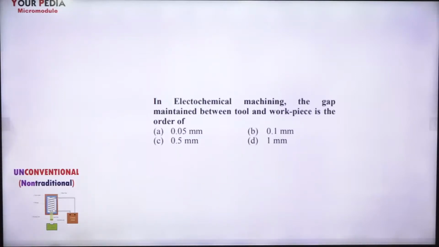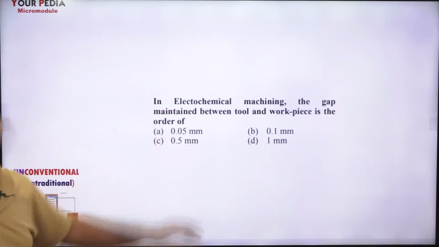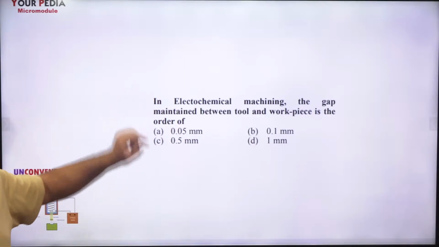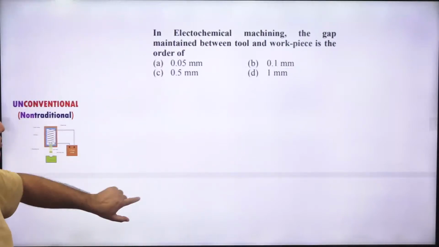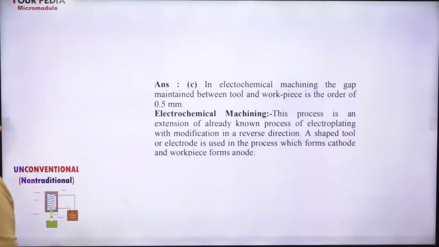Electrochemical machining, gap maintained. I think we have done a similar question. In electrochemical machining, the gap maintained between tool and workpiece is of the order of 0.5 millimeter approximately. Please clear this gap question properly and note it down. So what should be the typical gap between tool and workpiece? Note down this, it is an important point.